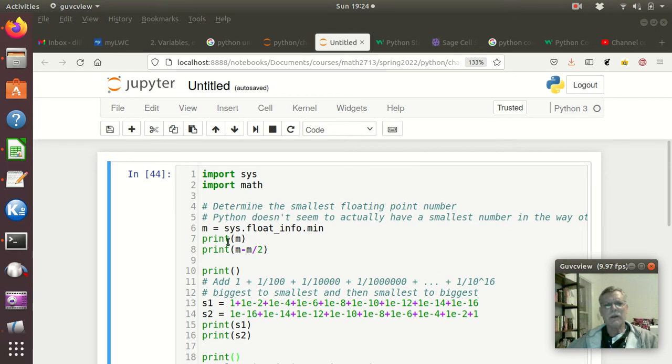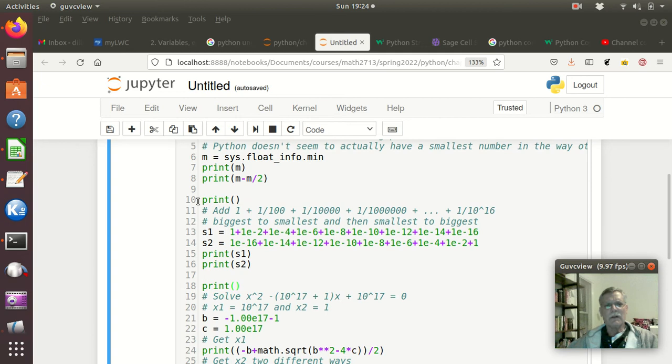However, what we'll see, so I printed that number out, and then I took that number minus half that number, and what we'll see is it did it just fine. I have gotten underflow errors with Python, I believe. I'm pretty sure I have. It just doesn't seem to quite work the way it does with some other languages. Then here, I just printed a blank line so we could see where we did things.